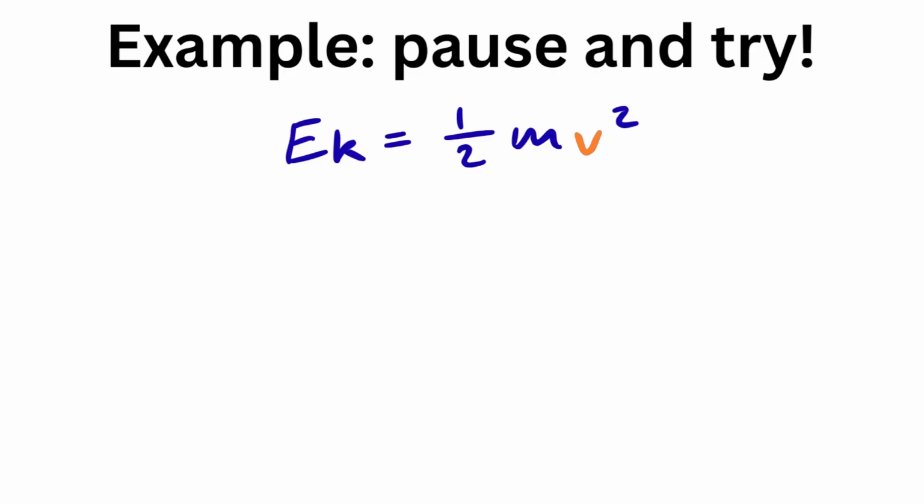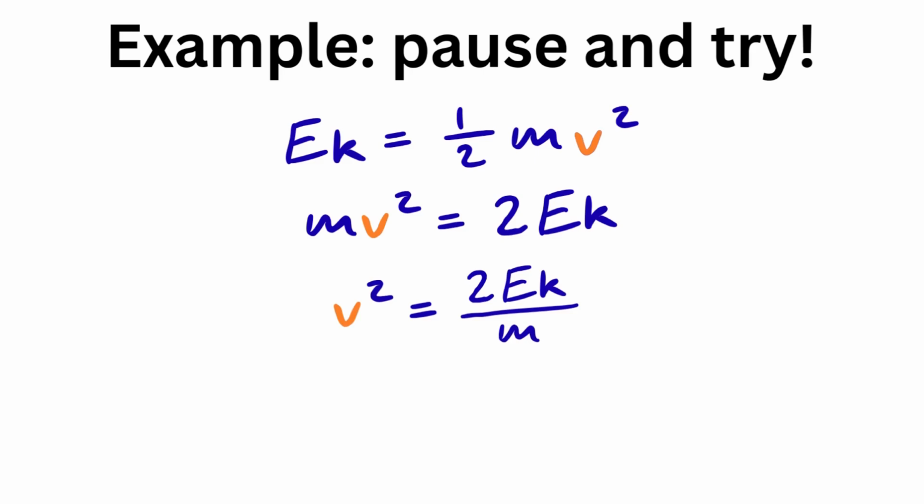So the first thing that we're going to do is divide both sides by a half in order to get m v squared is equal to 2 E_K. Now we want to divide both sides by m in order to get v squared on its own. Finally, the last step that we need to take is that we need to square root both sides in order to make v the subject of this formula.